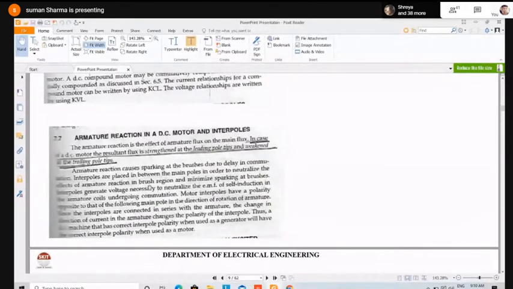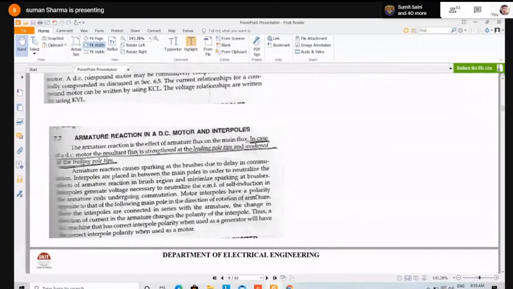In the brush region, they will minimize the sparking at the brushes. Interpole will generate voltage equal and opposite to the reactance voltage, the voltage necessary to neutralize the EMF of self-induction in the armature coils which are undergoing commutation. What is commutation? It is a mechanical rectification, conversion from alternating direction to unidirectional current.